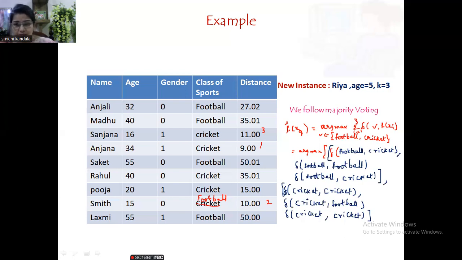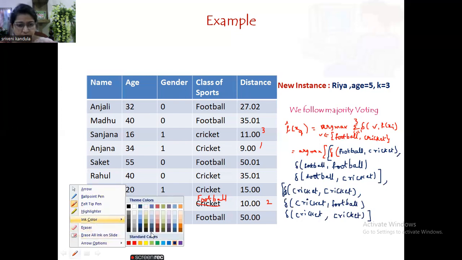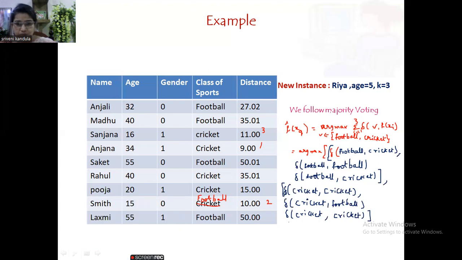So this is A and this is B. Whenever A is equal to B, the value of this delta becomes 1. Otherwise, it becomes 0. Based on that, my argmax has to take the maximum one. The delta value of this is 0 because A is not equal to B. In the second case, A is equal to B, so the delta value is 1. I have to take a summation, so let me write a plus directly here.